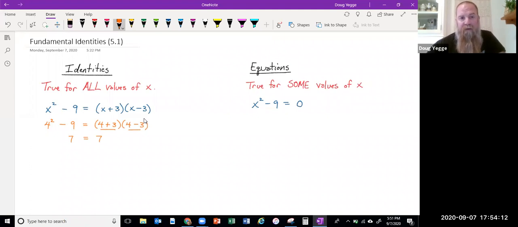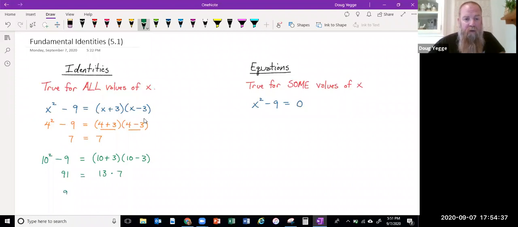But perhaps you're not convinced that that's actually true for all x, so let's just come up with some other random number like 10. So 10 squared minus 9 is 100 minus 9, or 91. While if we look at the other side and plug in 10, we get 10 plus 3 times 10 minus 3, which is 13 times 7, or 91. 91 is 91. So no matter what value of x you plug in, this is always true, no matter what.